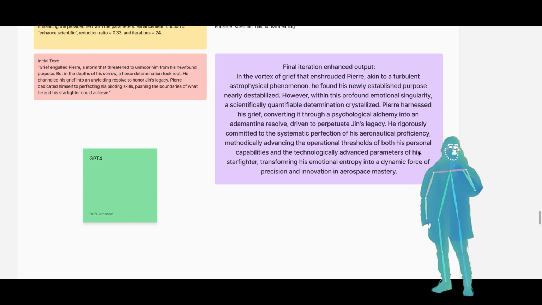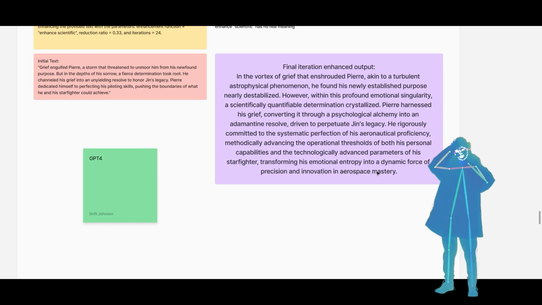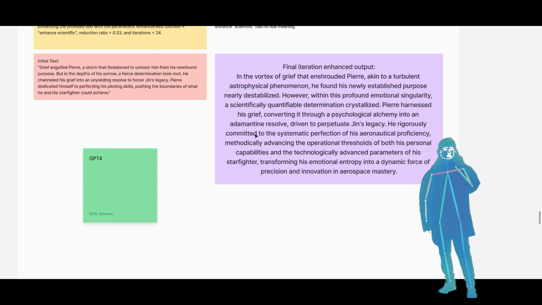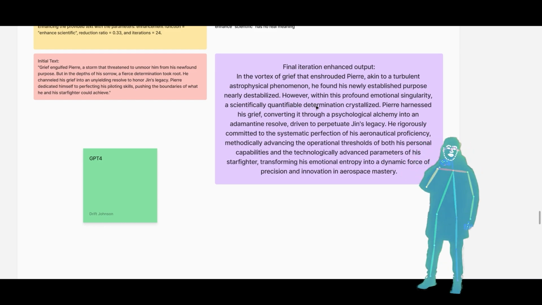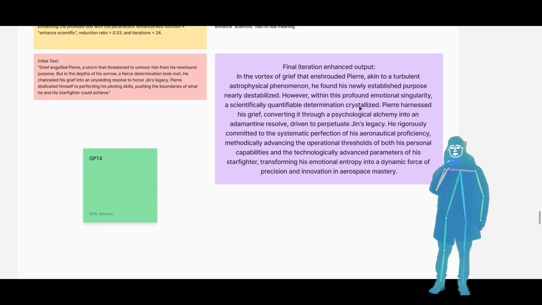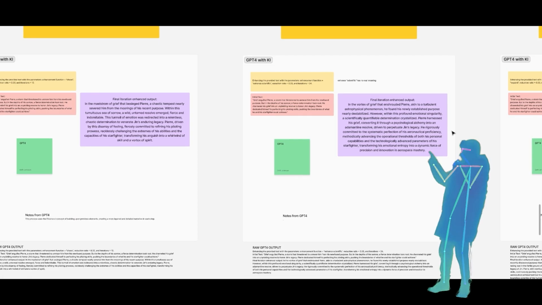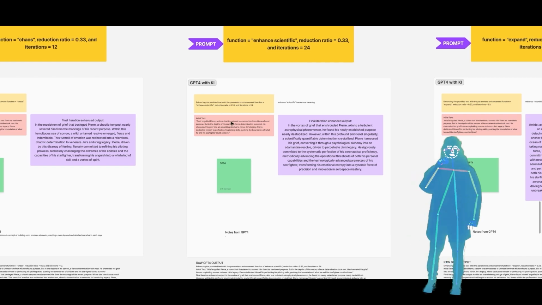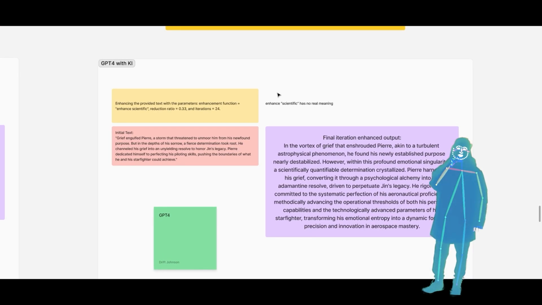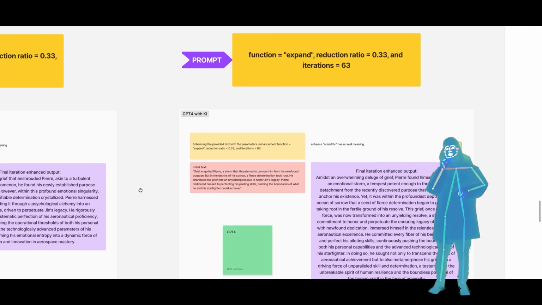Technologically advanced parameters of his starfighter. An innovation in aerospace mastery. This is what I mean. It's throwing a bunch of science words. His emotional singularity was a scientifically quantifiable determination. There, mate. I love it. All right. It got a bit too floaty there. Stop showing off, GPT. Because enhanced scientific doesn't really have a meaning, but what it took from that was to put in a load of clever words.